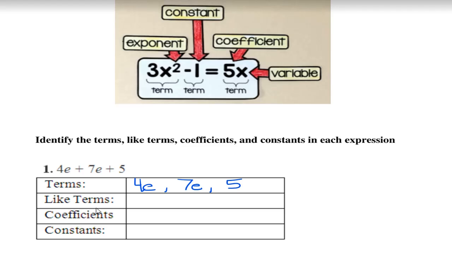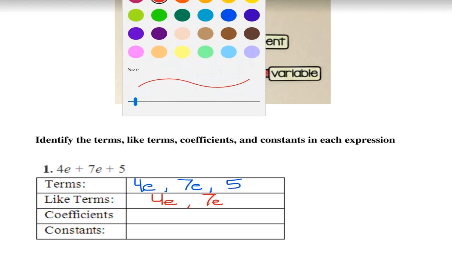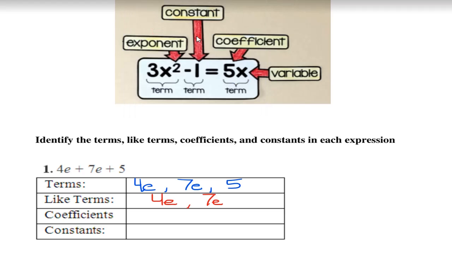Are there like terms? Are there terms that have the same variable and the same exponent? Yes, there are. 4e is alike with 7e. So those are like terms. Coefficients, numbers in front of variables or in front of letters. So the numbers in front of those variables are 4 and positive 7. And then finally, constants. Constants are numbers all by themselves, no variables, and the constant in this expression is 5.